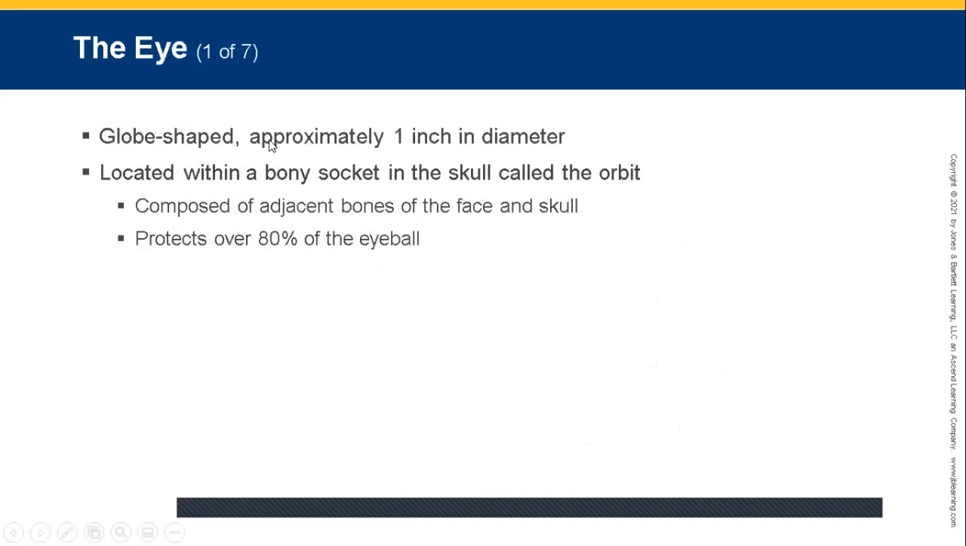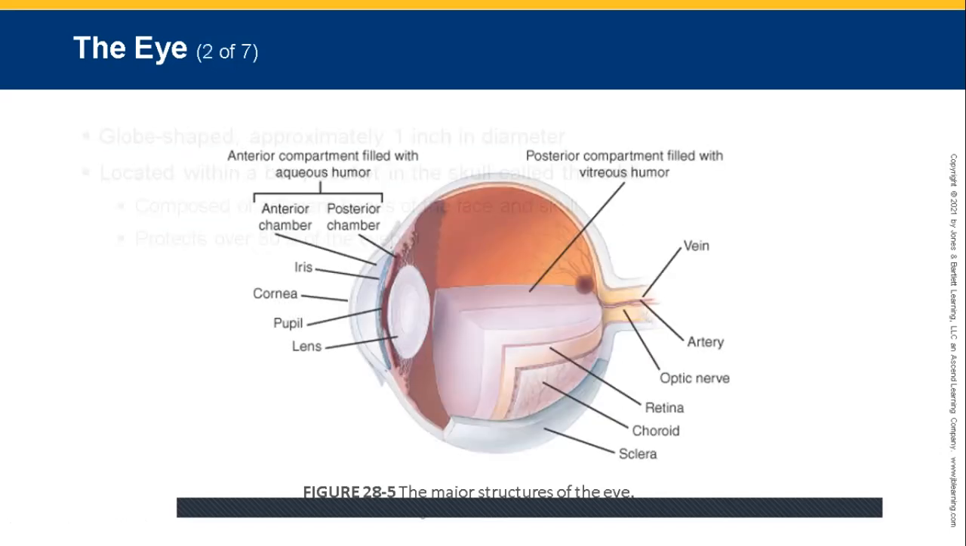The eye, globe shape, approximately 1 inch in diameter, located within a bony socket in the skull called the orbit, composed of adjacent bones of the face and skull, and it protects over 80% of the eyeball. So most of the eyeball is within the orbit.